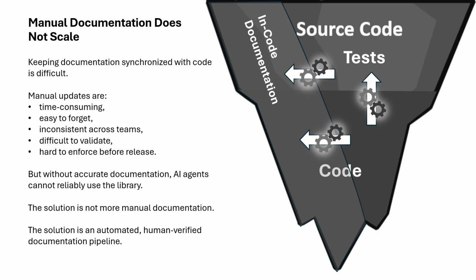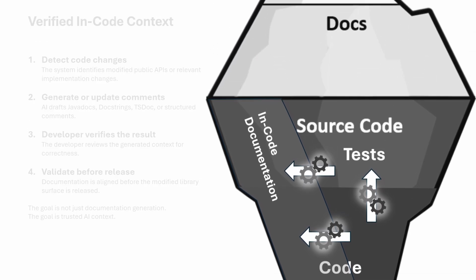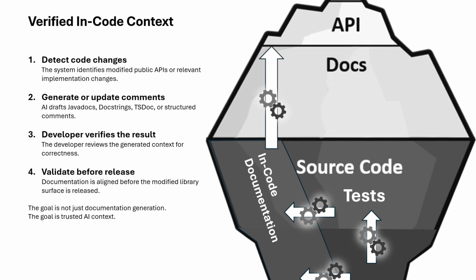Of course, maintaining this manually is a daunting task. The solution is to close the loop. We use AI to help developers draft and update these in-code comments as they write code. Crucially, these comments must be verified by the developer before the code is committed and released, ensuring they remain the ground truth. Once these structured comments cover all public integration points, we can automatically compile them into a standardized, clean API reference that perfectly reflects the library's capabilities.